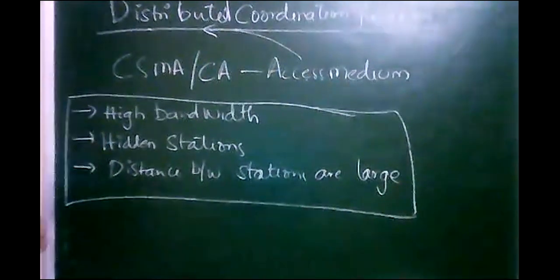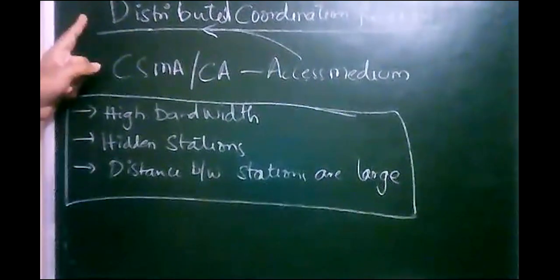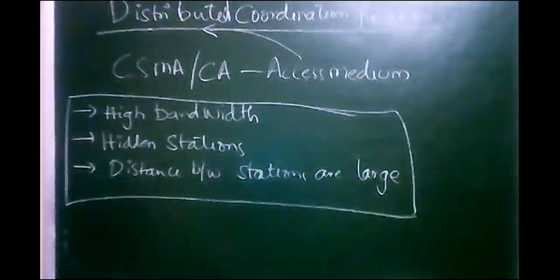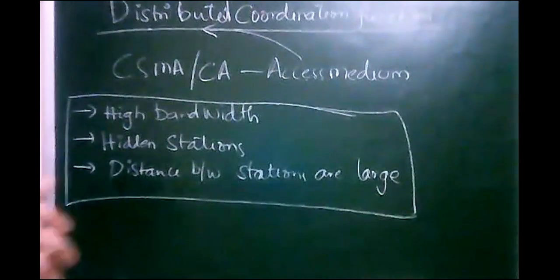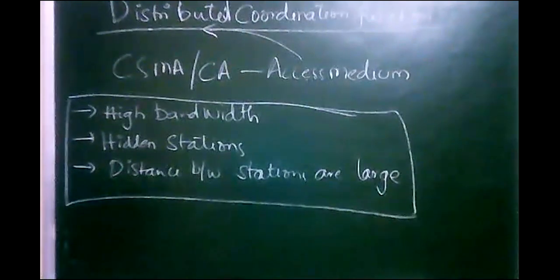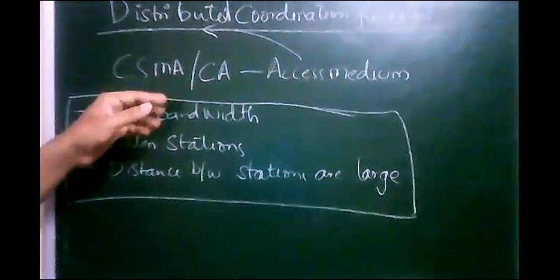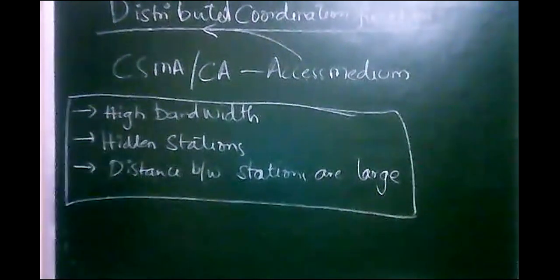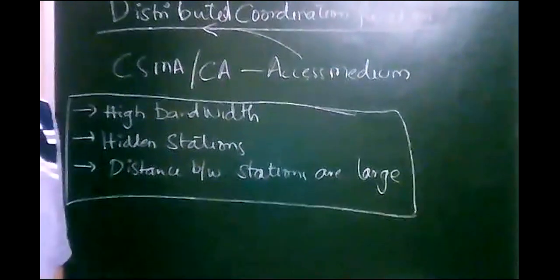Due to these three problems, the distributed coordination function will use CSMA/CA. Why is CSMA/CD requiring more bandwidth? Because it needs more bandwidth so that it can detect the collision, so to and fro transmission will be done. But here there will be carrier sensing, which will be avoiding. In CSMA/CA, it will be trying to avoid the collisions. So based on these three problems, CSMA/CD is not being used in these cases.